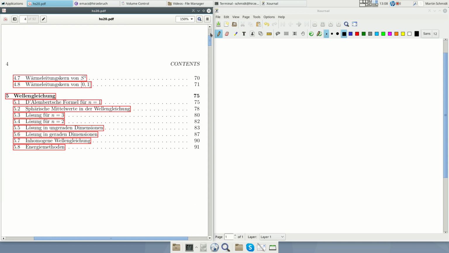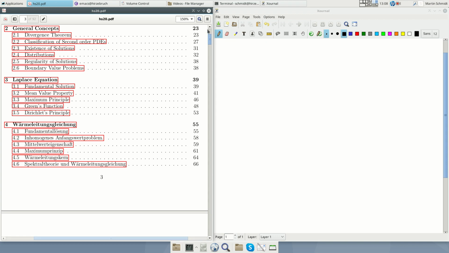Chapters 4 and 5 are not yet translated. I hope to do so. Presumably these chapters 4 and 5 will later also be in English.